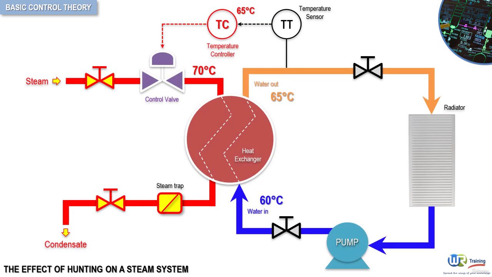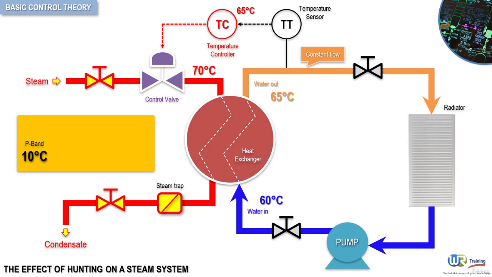Let's consider the steam-to-water heat exchanger as shown in the following figure. Under minimum load conditions, the size of the heat exchanger is such that it heats the constant flow rate of water from 60 degrees Celsius to 65 degrees Celsius, with a steam temperature of 70 degrees Celsius. The controller has a set point of 65 degrees Celsius and a proportional band of 10 degrees Celsius as shown now on screen.